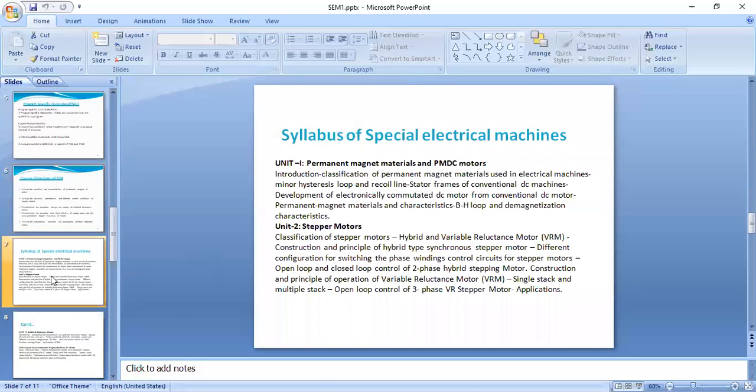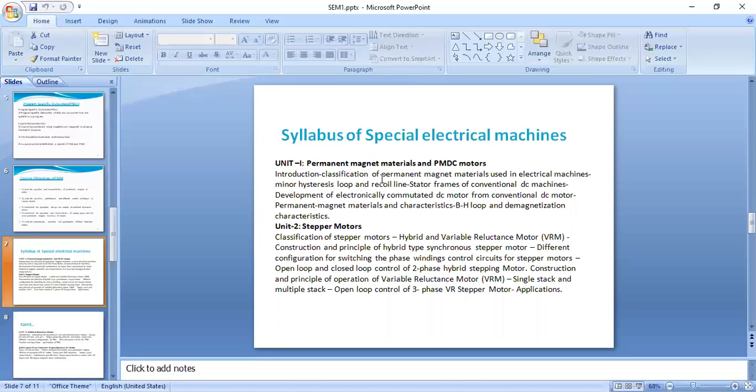So first we will see the syllabus of unit 1. Unit 1 is permanent magnet materials and permanent magnet DC motors. In this unit, the students will learn about the different classifications of the permanent magnet materials which are used in electrical machines, and also the minor hysteresis loop and the recoil line, and the development of the electronically commutated DC motor from the conventional DC motor.